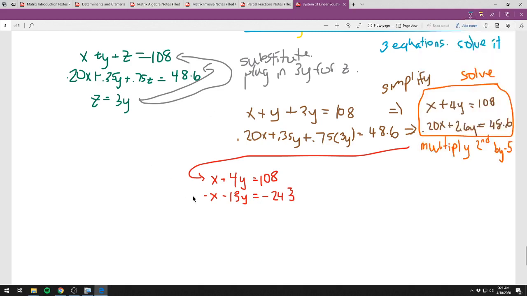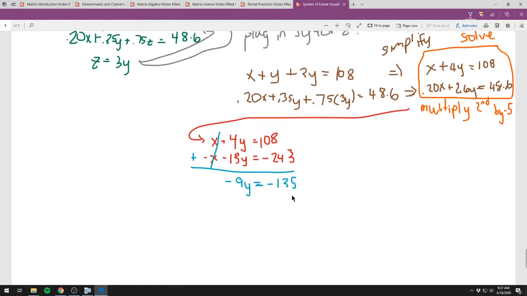All right, and then we add these together. X gets eliminated. 4y plus -13y is -9y. And 108 minus 243 is -135. Continue solving for y. We divide by the -9. The negatives cancel out, and y equals 15. All right, y was representing the amount of the 35%, so we've got that one.